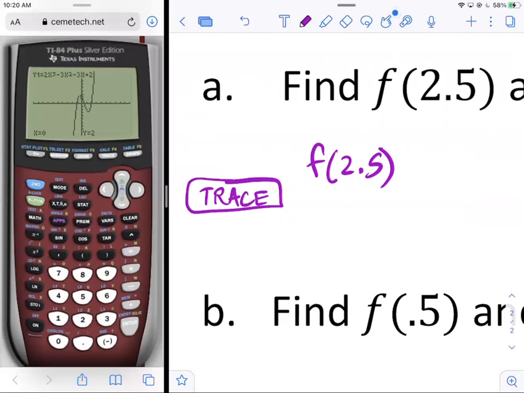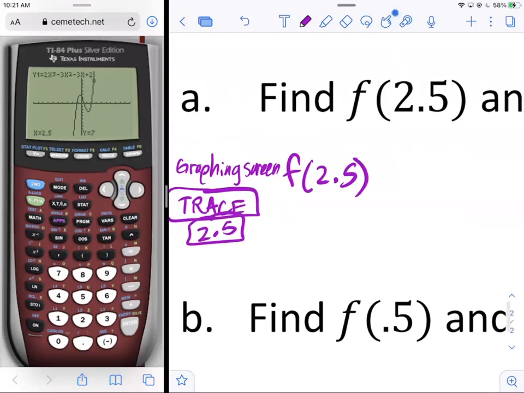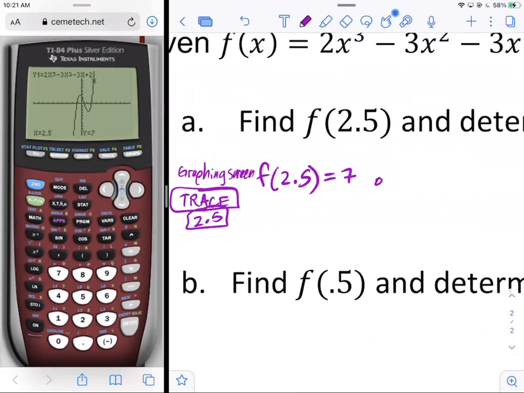And again, it doesn't appear to be ready to accept an input, but it is. I'm just going to put from the graphing screen. You hit trace, and then you just type in 2.5. 2.5, enter, and boom, it tells you it's 7. Okay. So there's two ways to write your answer. You can either say f of 2.5 equals 7, side by side, right? Or you could say f of 2.5, and then below there you put 7 without an equal sign. That's it. One of those two ways.